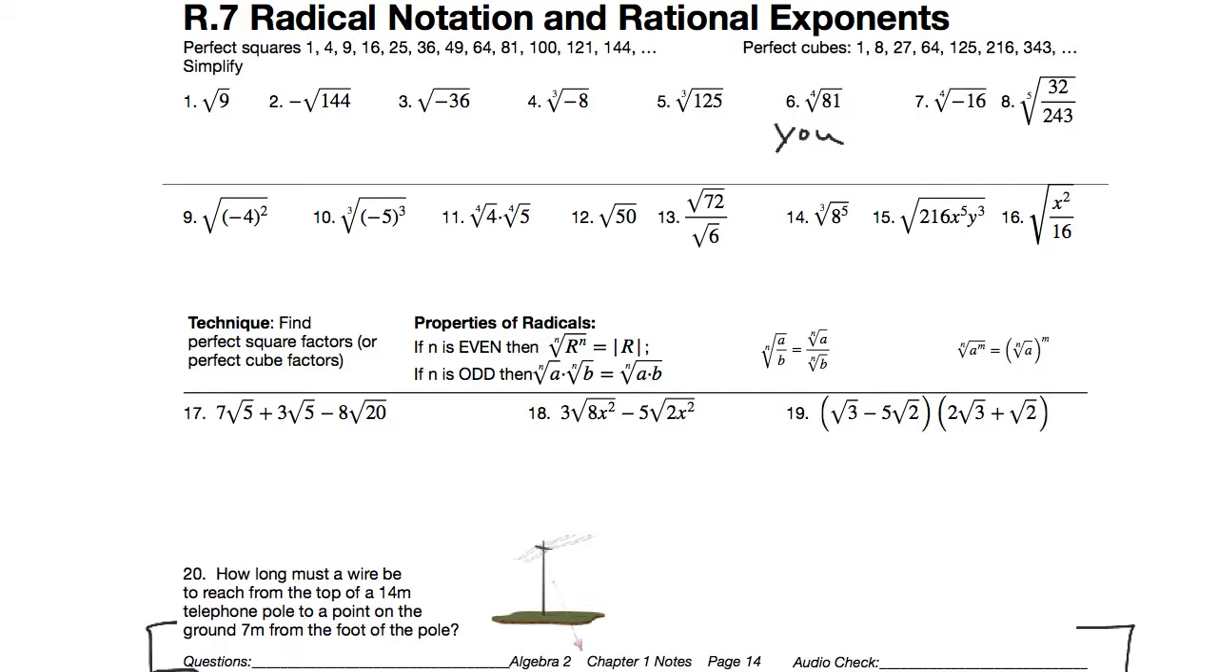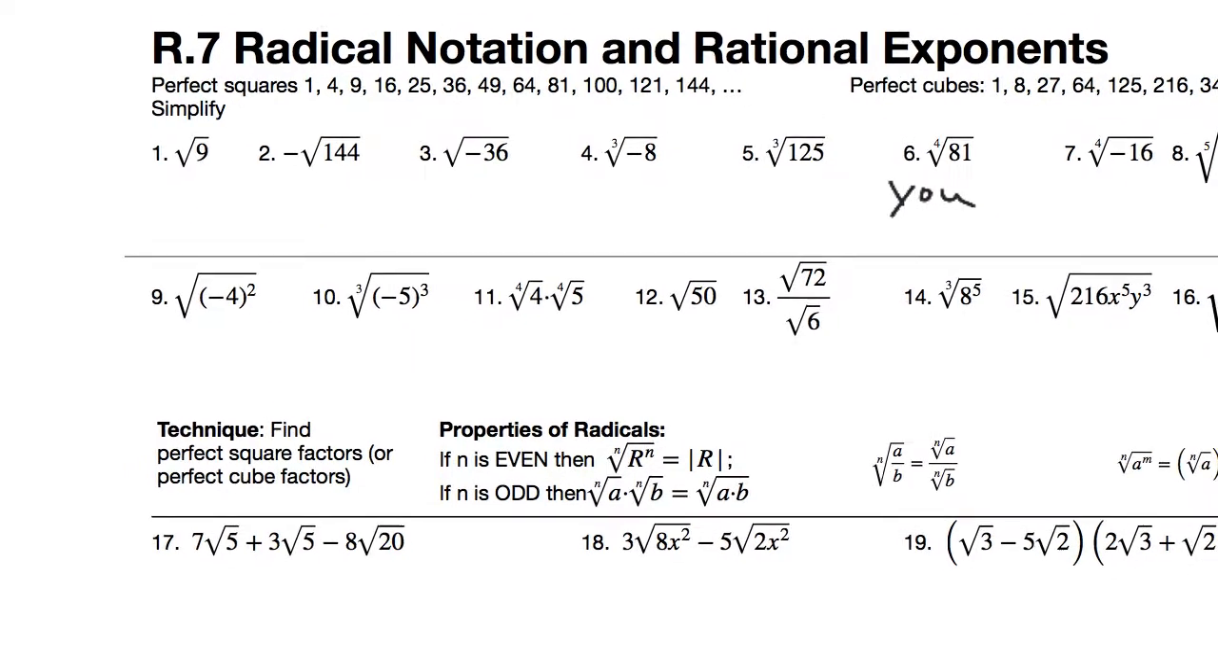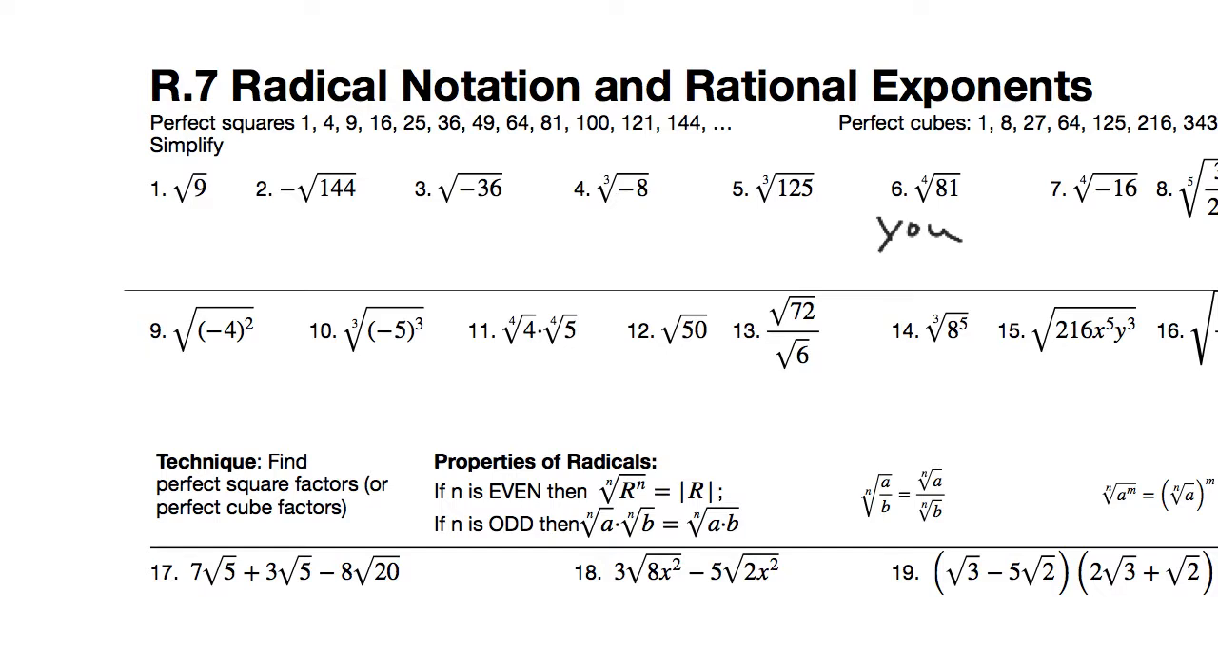So, radical notation and rational exponents. This is section R-7. I want to start out by saying it might be worthwhile to memorize what the perfect squares are. 1 squared, 2 squared, 3 squared, 4 squared. This is 25. 6 times itself is 36. 9 times itself is 81, 12 times itself is 144. It's just good to have those memorized and kind of off the top of your head.